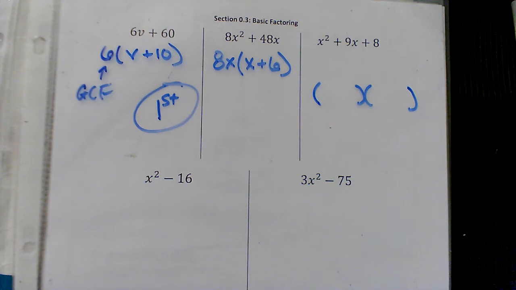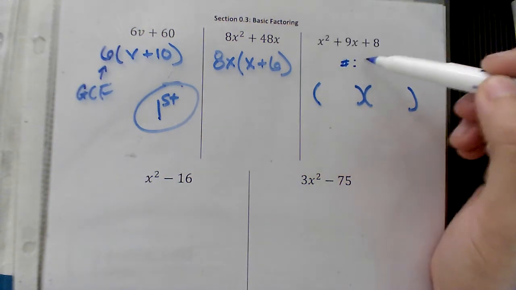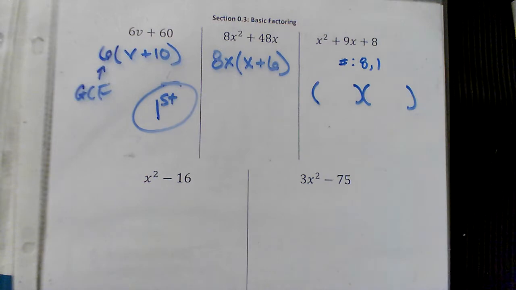We have a little mind game we have to do with this one. What do we have to think about? What do you think, Eli? Isn't it x squared plus 8x plus 1? How did you get 8 and 1? Those are good, but how did you know those were the numbers? Don't you have to add up to 9, or is it the other way around? Sometimes we get those mixed up. You want to confirm, Emily?